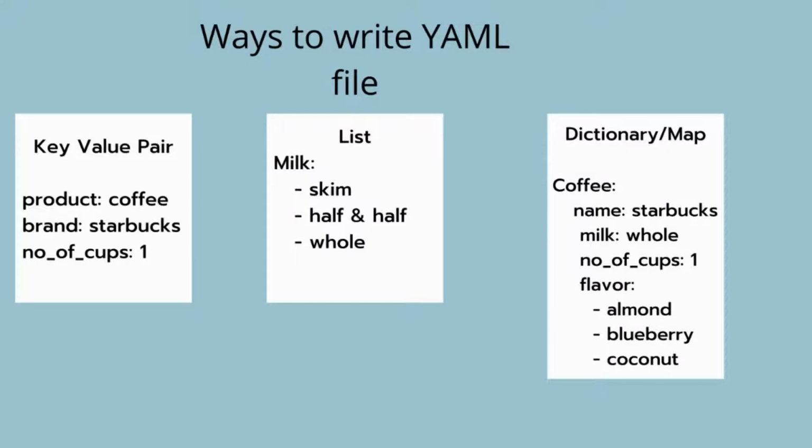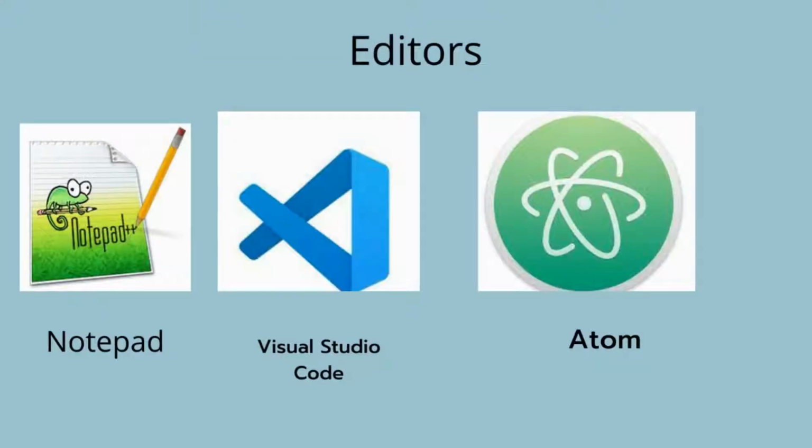Now, before we move ahead with the playbook, it's important that you validate your syntax. You can use multiple editors to write a YAML file. The simplest, easiest, and free way is Notepad. The second one is Visual Studio Code. And the third one, you need to install a package called Atom, which will help you to write a YAML file and validate it.